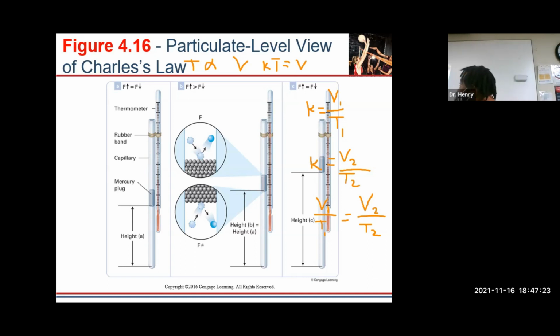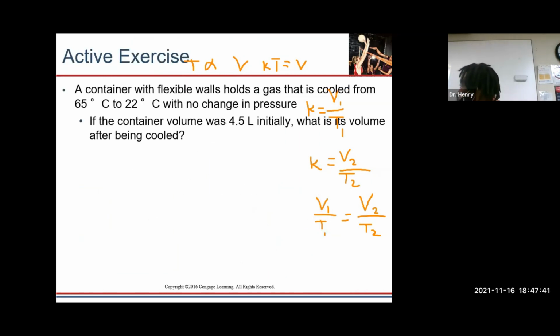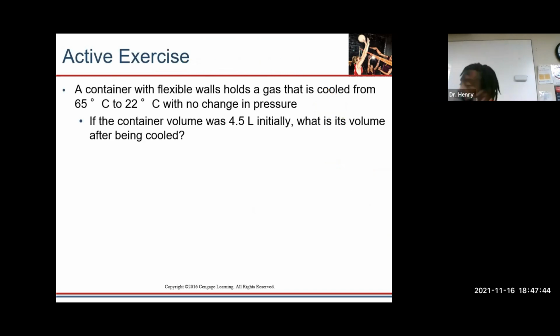Okay. So as I said, as temperature goes up, volume is going to go up, right? So they're directly proportional to each other. Okay. So let's test this out. A container with a flexible wall holds a gas that is cooled from 65 degrees Celsius to 22 degrees Celsius with no change in pressure. So basically, pressure is going to be constant.